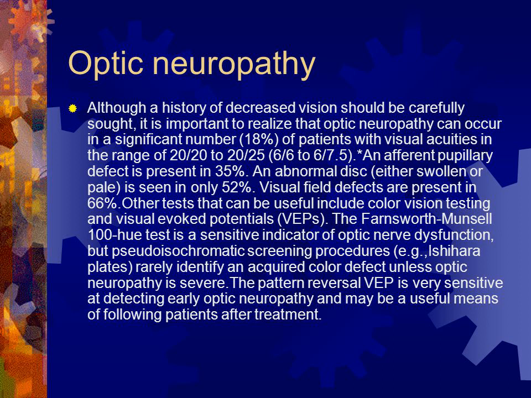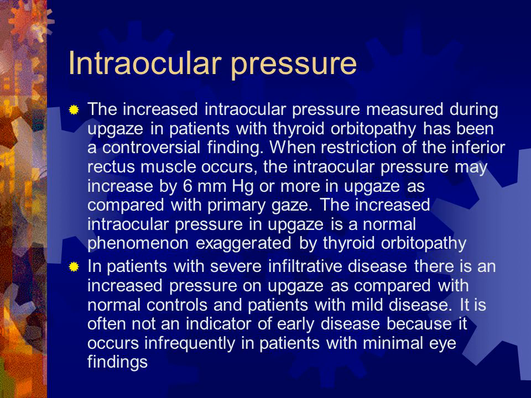An abnormal disc, either swollen or pale, is seen in only 52%. Visual field defects are present in 66%. Other tests that can be useful include color vision testing and visual evoked potentials, VEPs. The Farnsworth-Munsell 100 hue test is a sensitive indicator of optic nerve dysfunction, but pseudo-isochromatic screening procedures, for example Ishihara plates, rarely identify an acquired color defect unless optic neuropathy is severe. The pattern reversal VEP is very sensitive at detecting early optic neuropathy and may be a useful means of following patients after treatment.